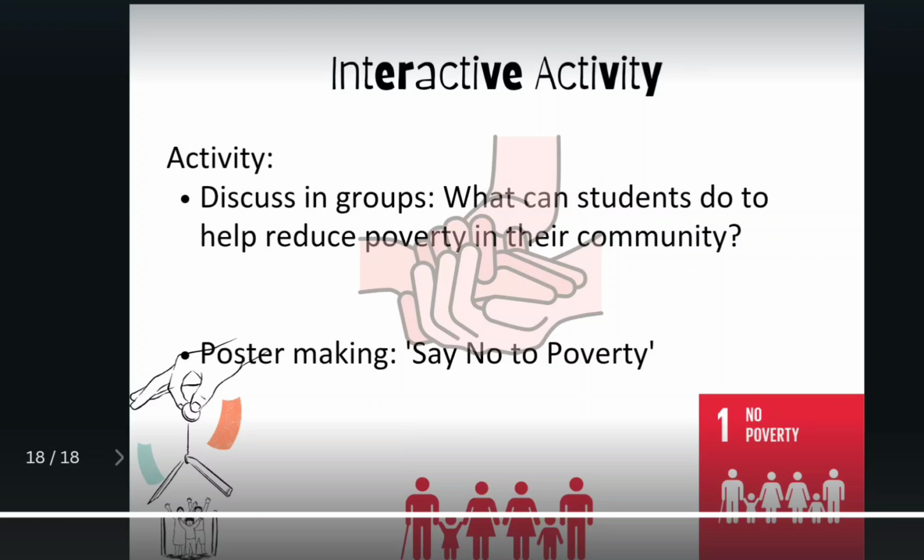So I hope you have understood what poverty means and how a country, a government is helping towards it, what are the challenges that are being faced, and how we can slowly and gradually overcome them with the help of SDG goals. Thank you.